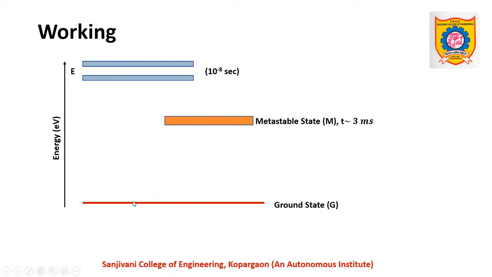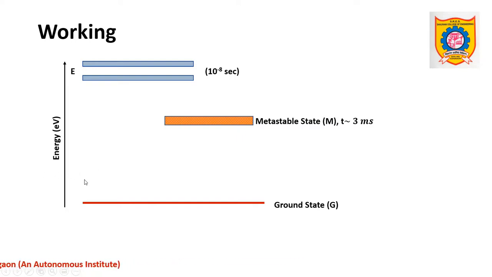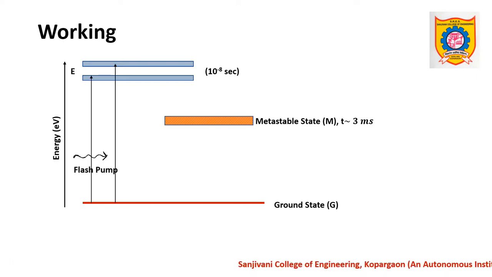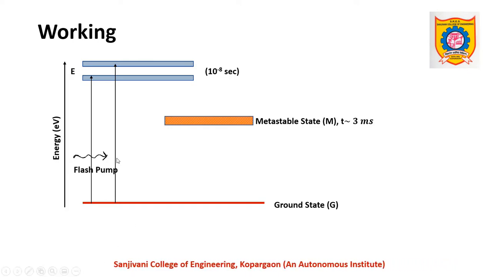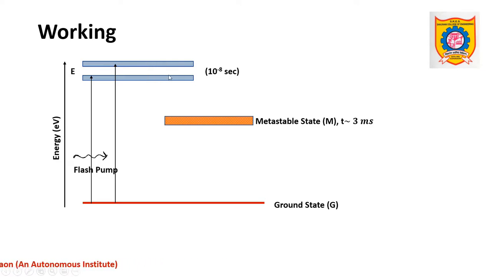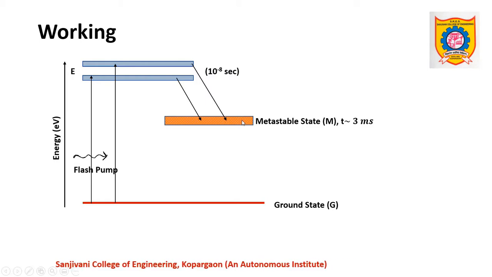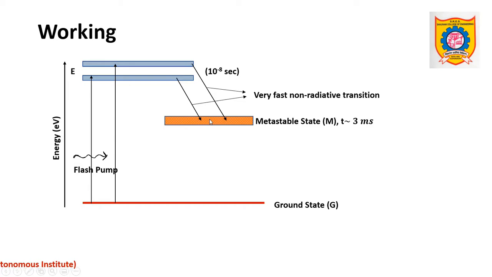Alright. Now what will happen when we apply input? That means when the power is started, flash will be generated, and because of that absorption of intense light energy, electrons will be excited. See, electrons are excited from ground state to excited state E. Now as this excited state has short lifetime, hence during that period electrons will be de-excited. Electrons come to the state M which is metastable state, and this is called as non-radiative transition. It is very fast non-radiative transition.